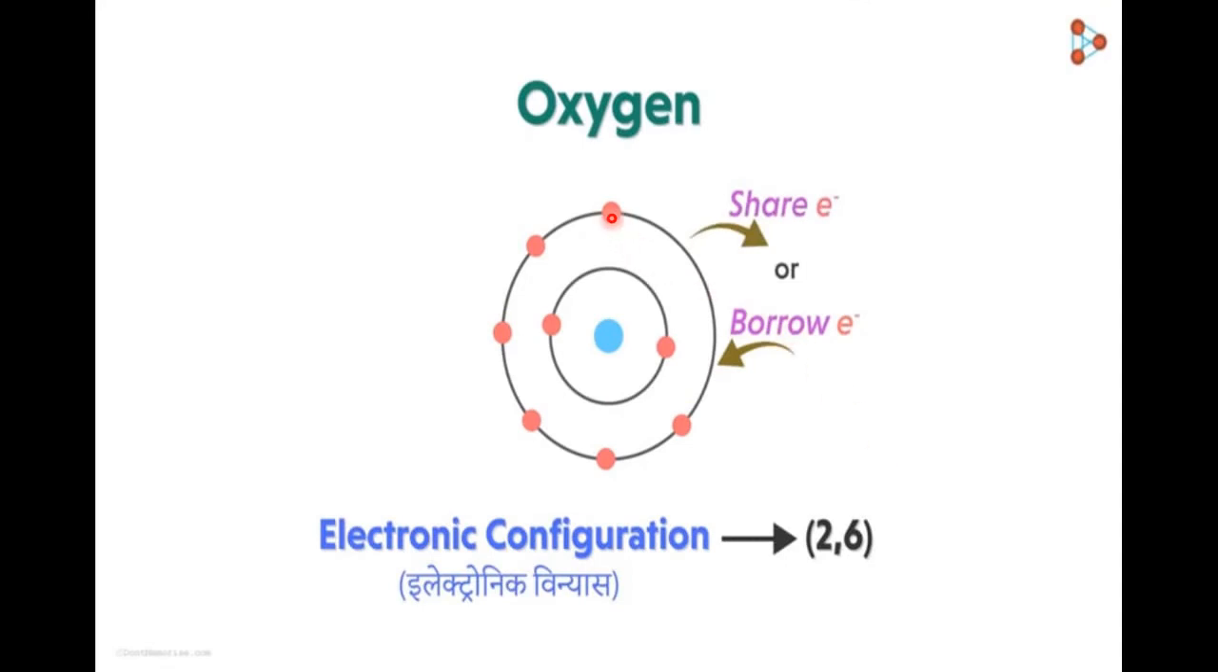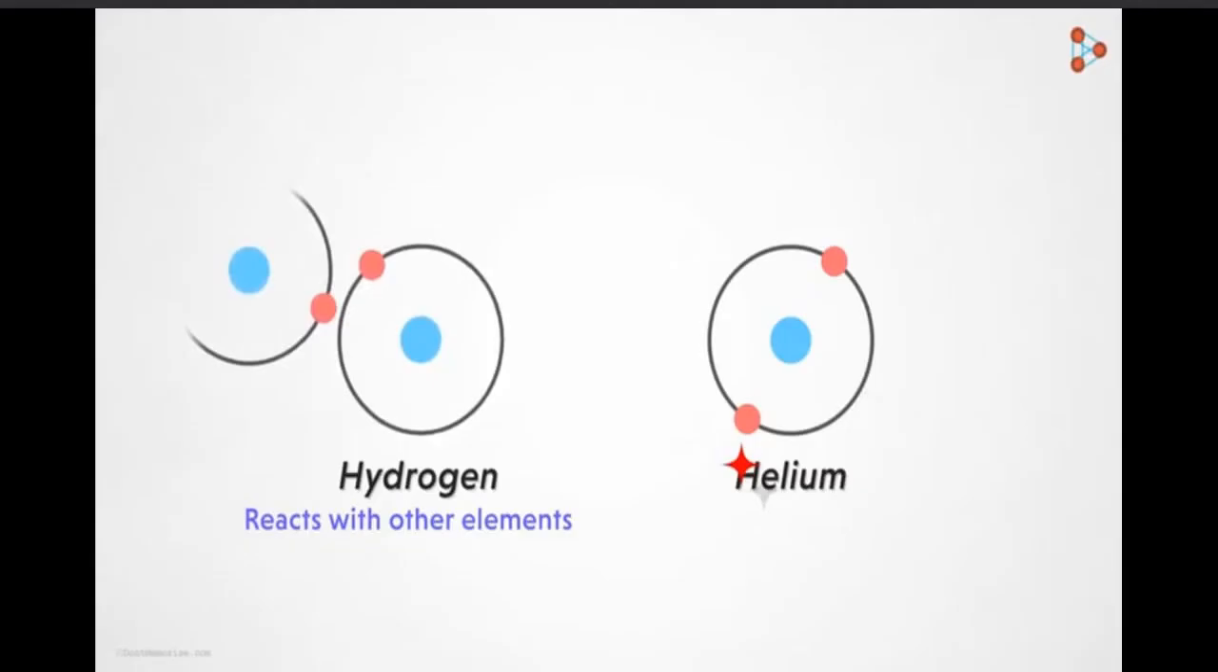As you have seen in this diagram, oxygen has 6 electrons in its outermost shell. So it needs 2 more electrons to complete its octet. Those 2 electrons can be obtained by sharing or borrowing electrons from other elements. So the valency of oxygen is 2, because it needs 2 electrons to complete its octet. Valency is the tendency of an element to combine with other elements to attain the octet state.